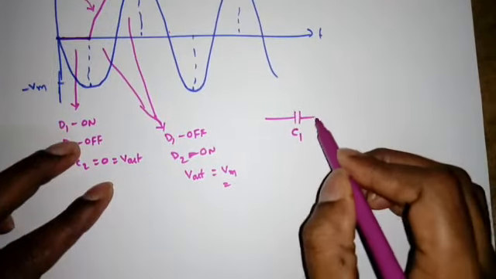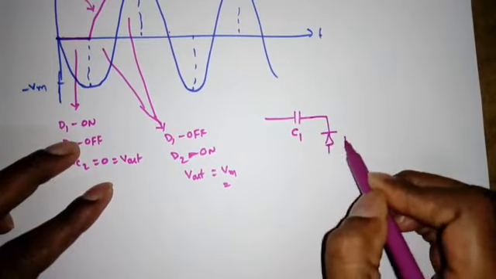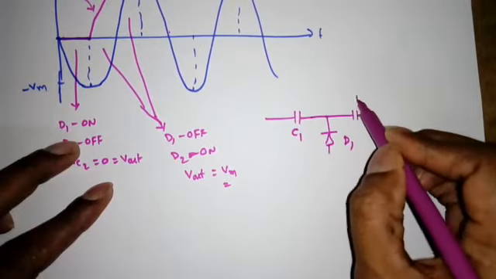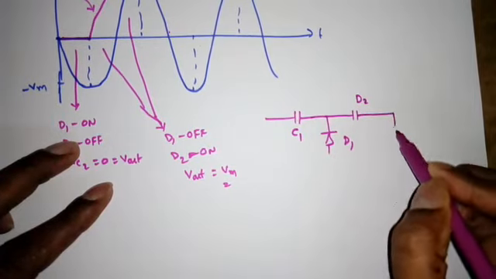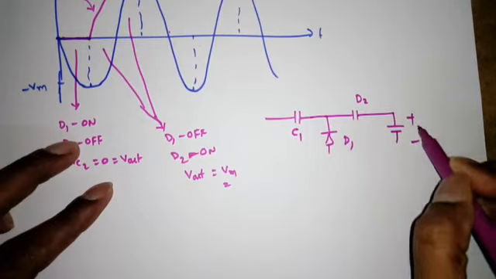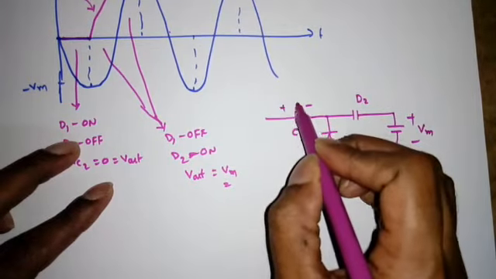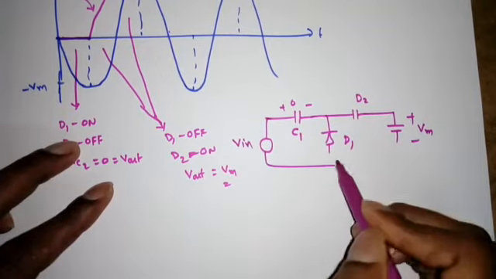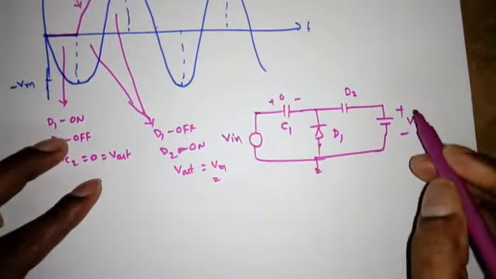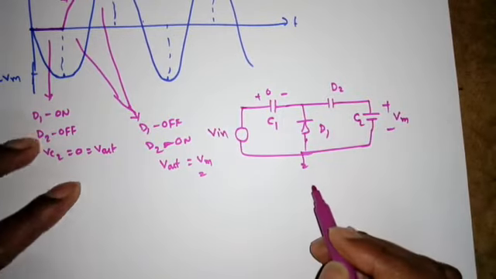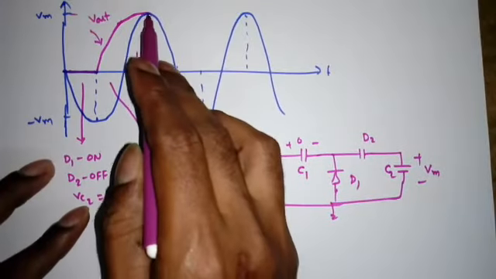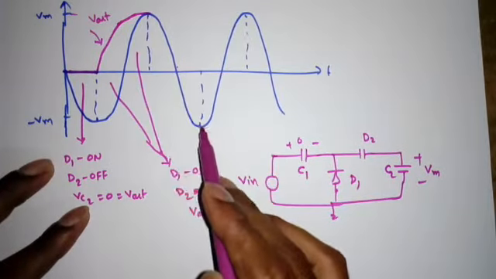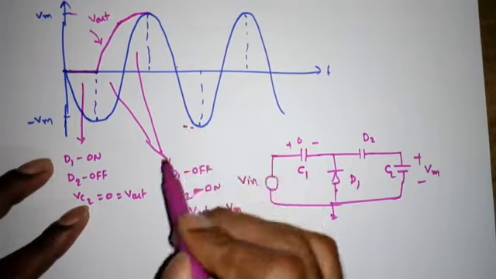So this is the diode D1, this is the diode D2, and the capacitor is charged to how much? Vm. So here I can say simply 0 volts, right? So this is the circuit diagram because C2 is charged to Vm. Now we are starting again from Vm to 0 and 0 to minus Vm. What will happen? We will see.